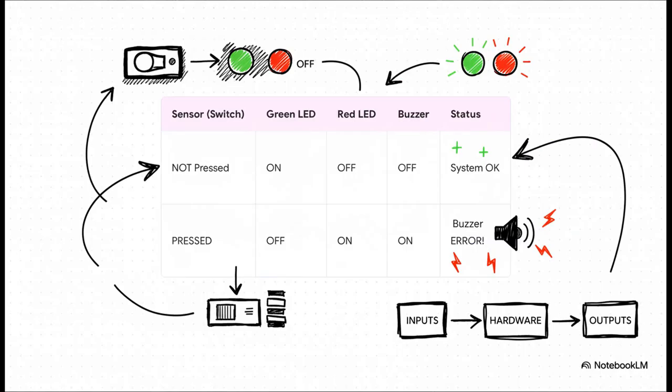This table really lays it all out, nice and simple. Our new system has 2 totally separate states, and they are completely controlled by that sensor. When the switch is just sitting there, not being pressed, we're in the system OK state. Green light's on, everything's quiet. But the instant that switch gets pressed, the whole system flips to the error state. Green light goes off, red light comes on, buzzer starts screaming. It's pure cause and effect right there in action.